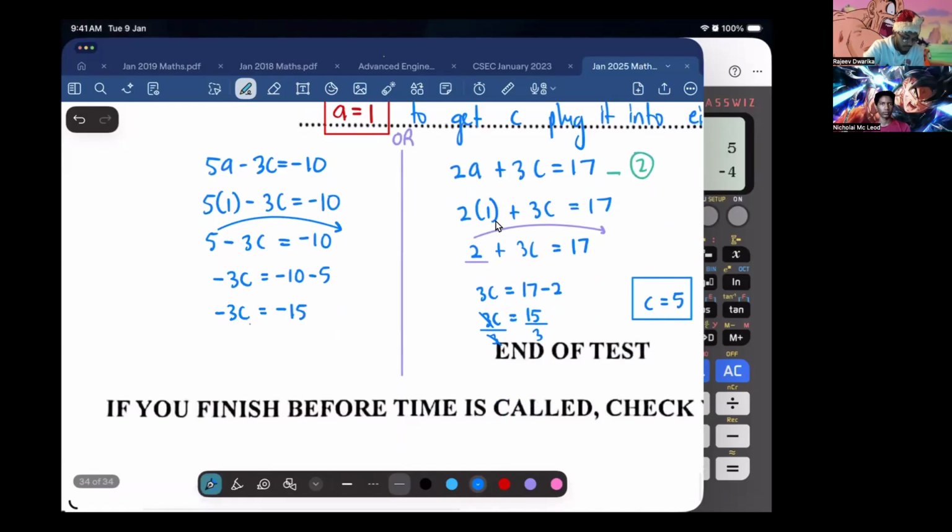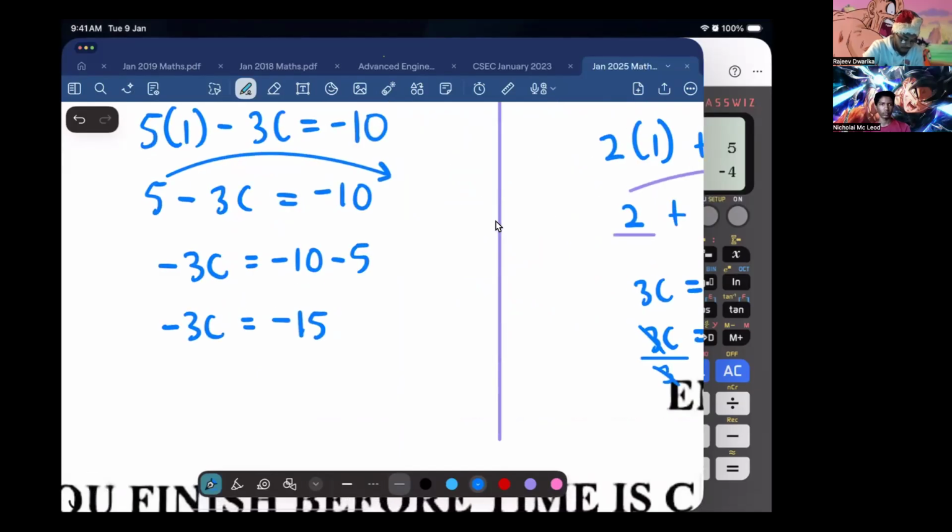And what divided by minus 3 would give minus 15? 5. Yeah. And the full working would be to divide both sides by minus 3. A negative divided by a negative is a plus, and 3 into 15 is 5, so plus 5.